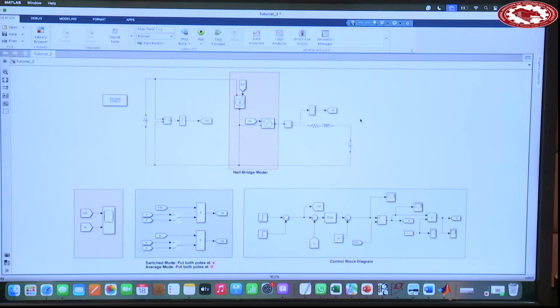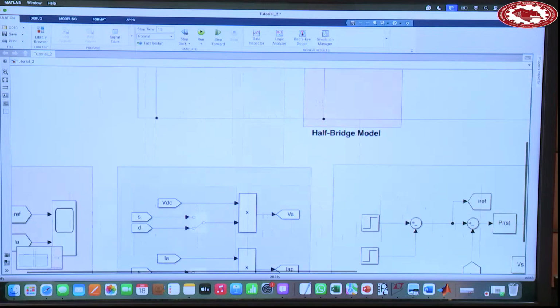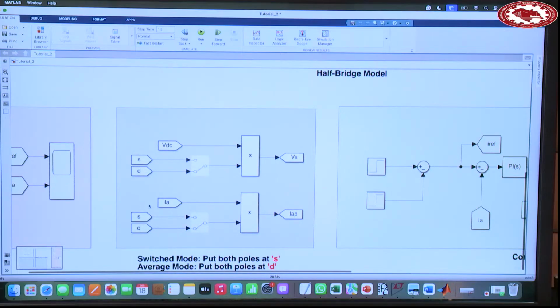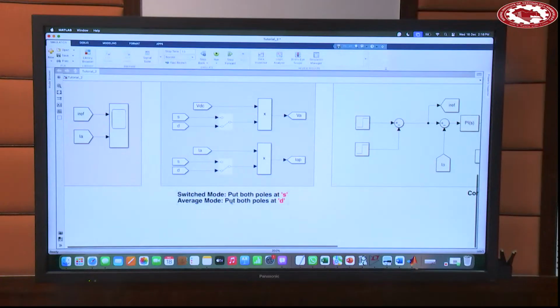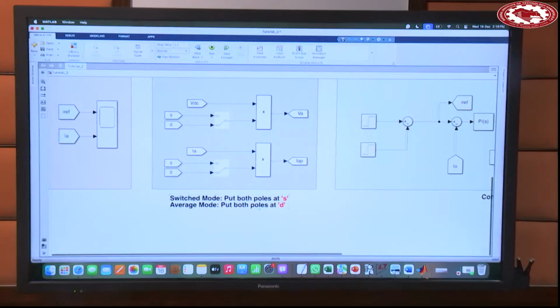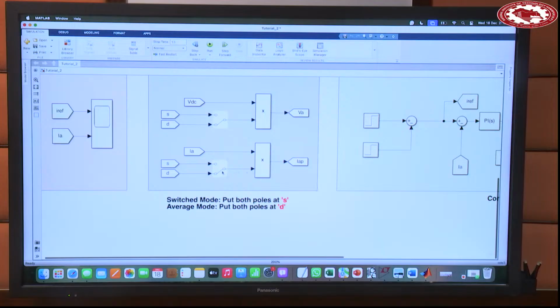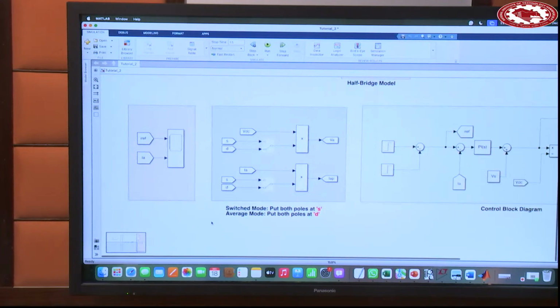So now I have made it easy for you. From here you can select the mode which is to be used, I mean switched model or average model. Currently I am using D. It is written: switched model, put both poles at S; average model, put both poles at D. So I have put at D. Now I can run this.